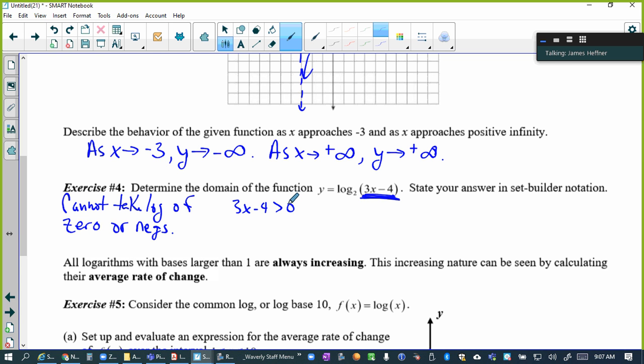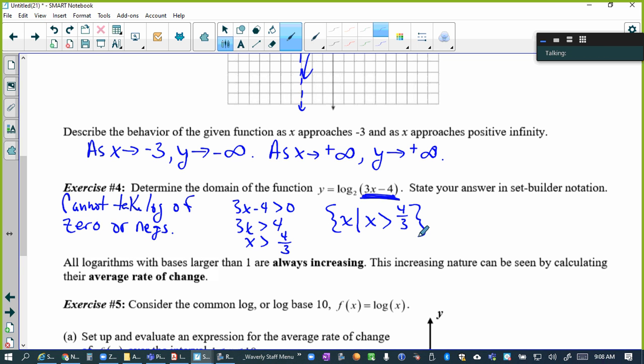So add 4 to both sides, you get 3x is greater than 4. So x has to be greater than what? It has to be greater than 4/3. So in set builder notation, this would be all x such that x is greater than 4/3, because an x of 4/3 will cause that thing in the parentheses to hit 0. That make sense?